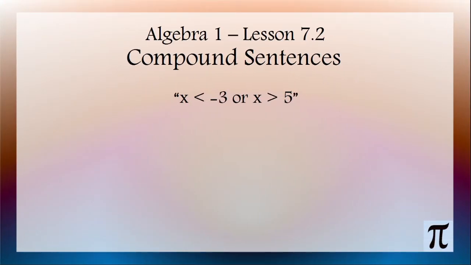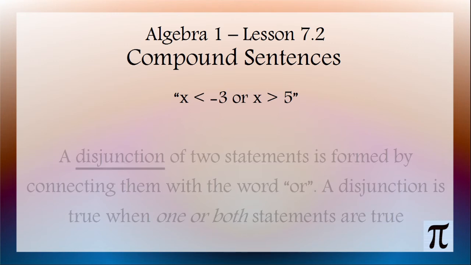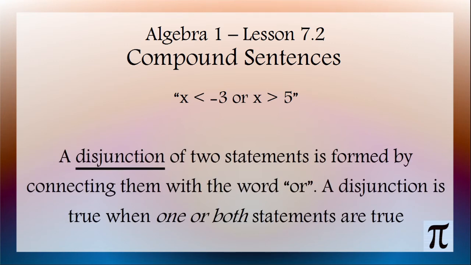So what about this compound sentence? X is less than negative 3 or x is greater than 5. This is what we call a disjunction. A disjunction of two statements is formed by connecting them with the word or. A disjunction is true when one or both statements are true.